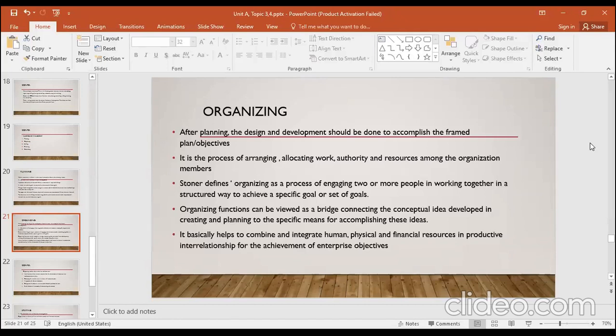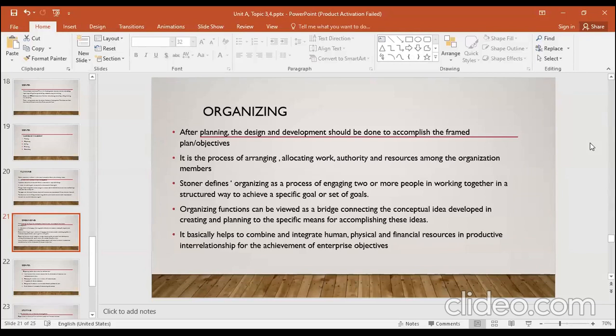Stoner defined organizing as the process of engaging two or more people in working together in a structured way to achieve a specific goal or set of goals. Organizing is regarded as the process of engaging two or more people in working together in a structured, formatted way to achieve the specific goals of the organization.